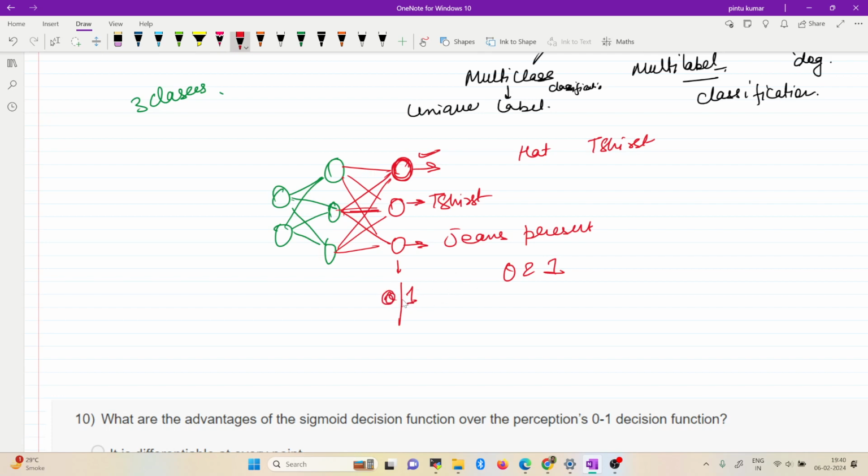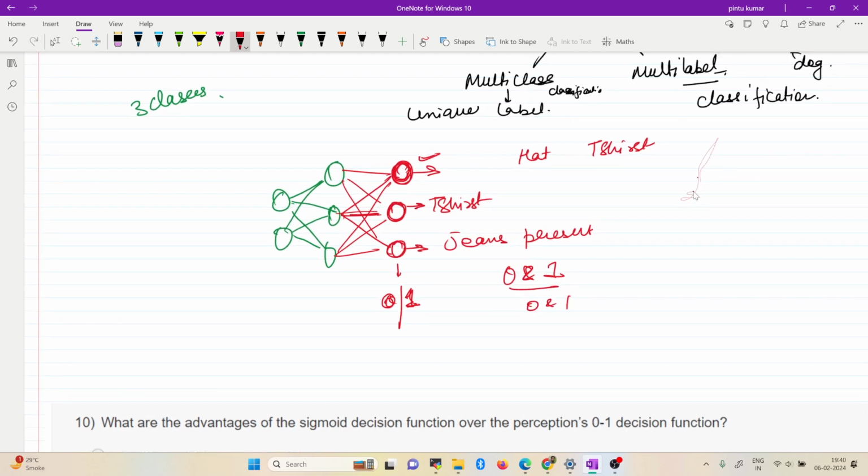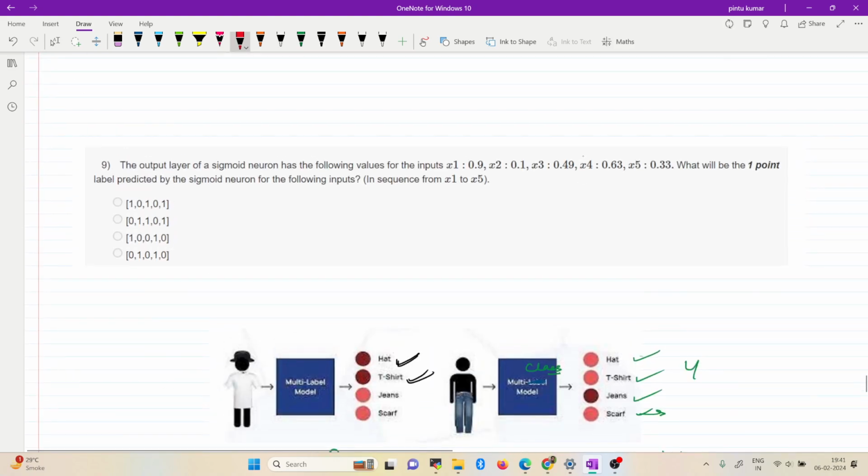So you won't get exact 0 and 1 values, but you will get some probabilities between 0 and 1. Why would that happen? We will talk about it in the next class. But right now just know that we will have multiple neurons in the output layer, and those values would be some probabilities between 0 and 1. If your probability is more than 0.5, then you can predict that that particular thing exists in that image. Now let's get back to the example and things will be more clear. The example says the output layer of sigmoid neurons has the following values. So there are 5 output neurons.